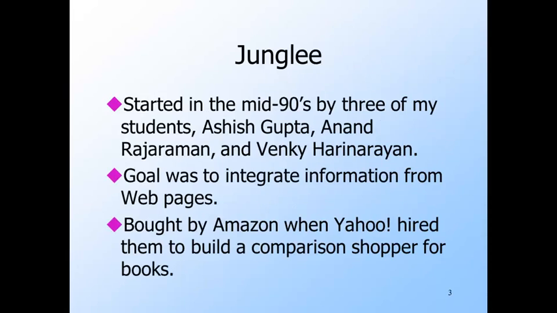Junglee was a startup founded by 3 of my PhD students and 2 others in 1994. At the time, the web was really new, and they had the idea of building systems to integrate web pages into more useful products. They were doing that for about 2 years when they got a contract from Yahoo to build a facility that would let Yahoo visitors search for books and get a table giving the price, delivery charge, and delivery delay at different booksellers. Immediately upon deployment of that product, Amazon bought Junglee in order to shut down the comparison shopping capability.